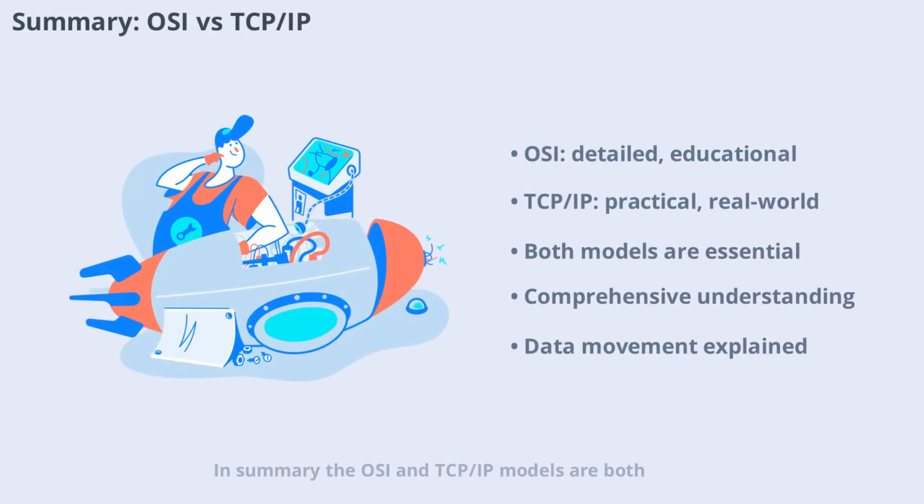In summary, the OSI and TCP/IP models are both essential for understanding and working with networks. The OSI model offers a detailed, layered approach ideal for education and troubleshooting, while the TCP/IP model provides a streamlined, practical framework for real-world networking. Knowing both models gives you a comprehensive understanding of how data moves across networks and the internet.